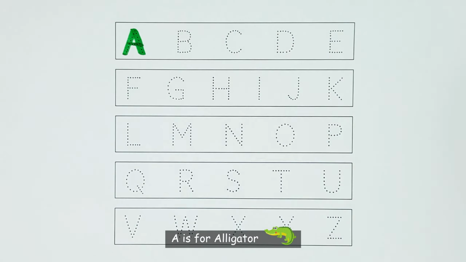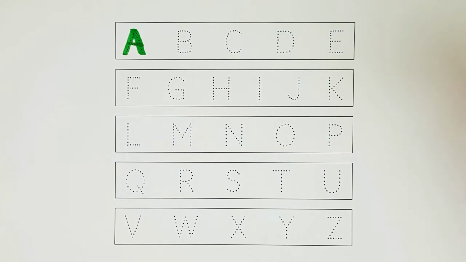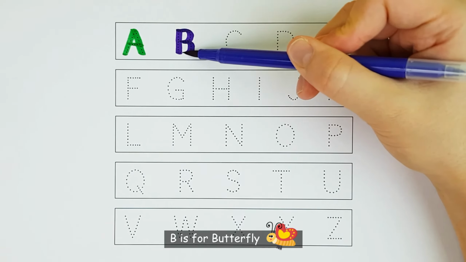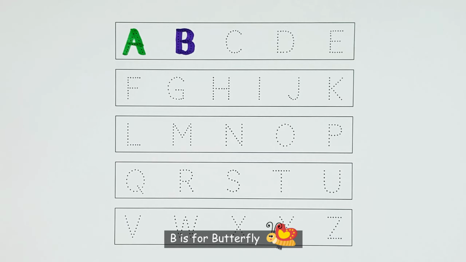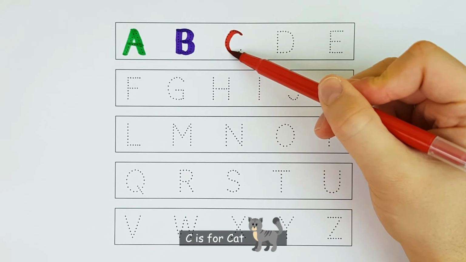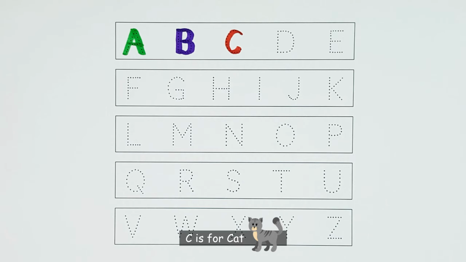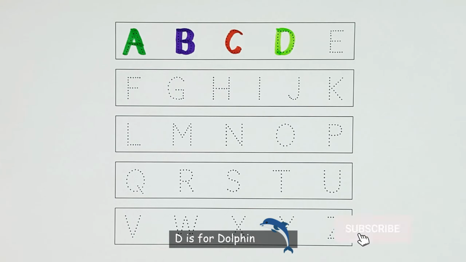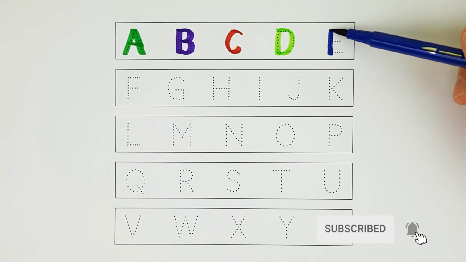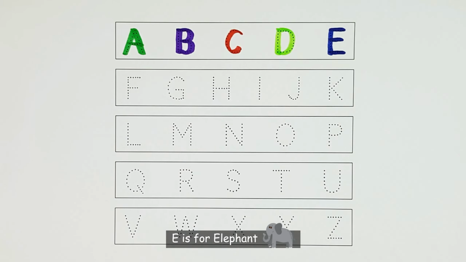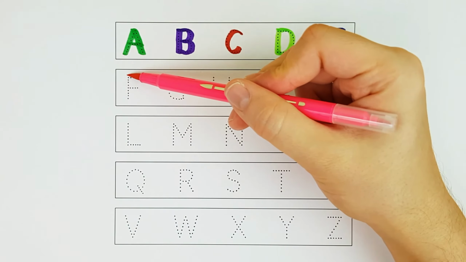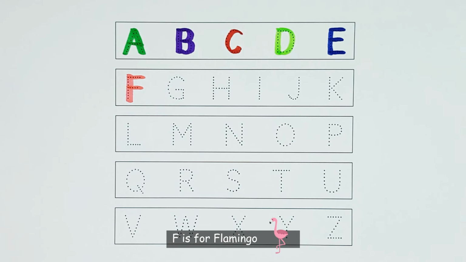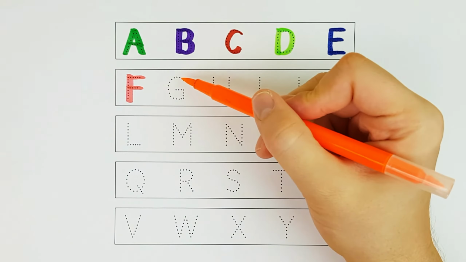A is for alligator. A. B is for butterfly. B. C is for cat. C. D is for dolphin. D. E is for elephant. E. F is for flamingo. F.